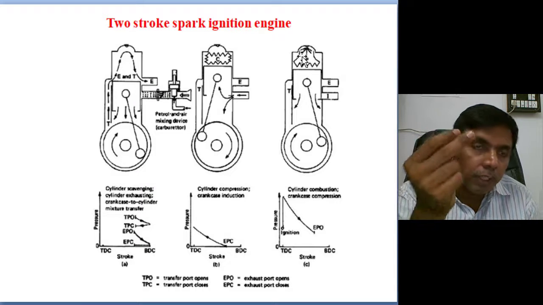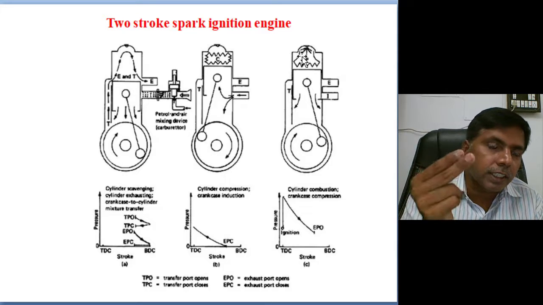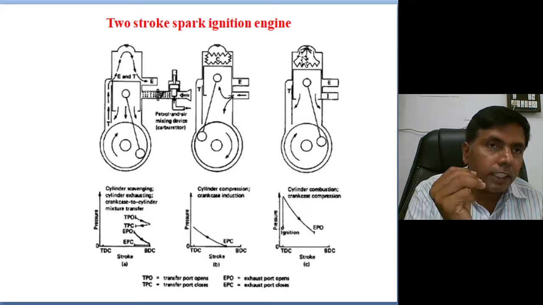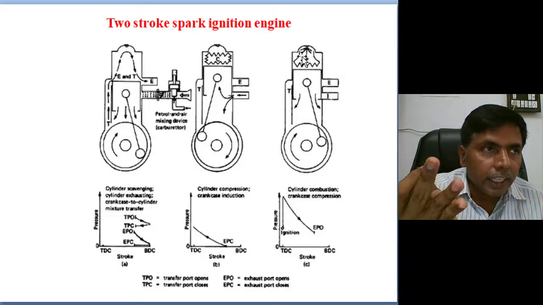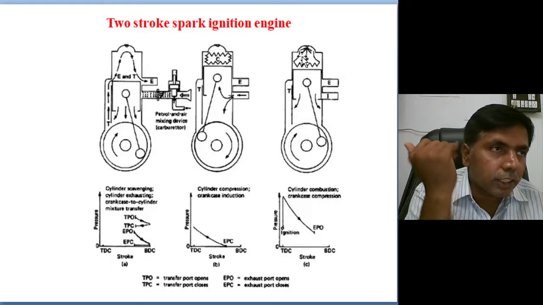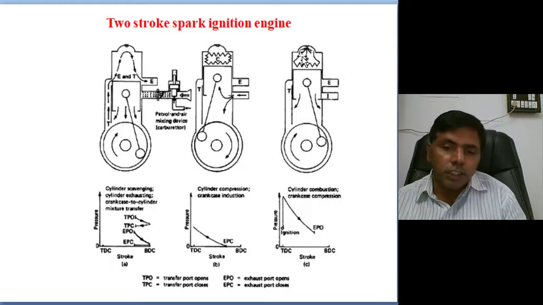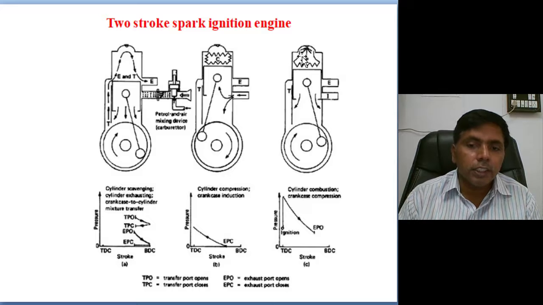In one movement, TDC to BDC, we have expansion, exhaust, and intake of the compressed fuel inside the cylinder. In the second, compression, then intake of the air fuel mixture into the crankcase, and then combustion will take place. Okay, so this is the two-stroke spark ignition engine.